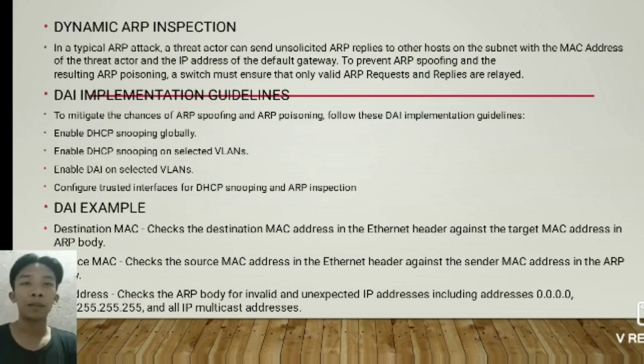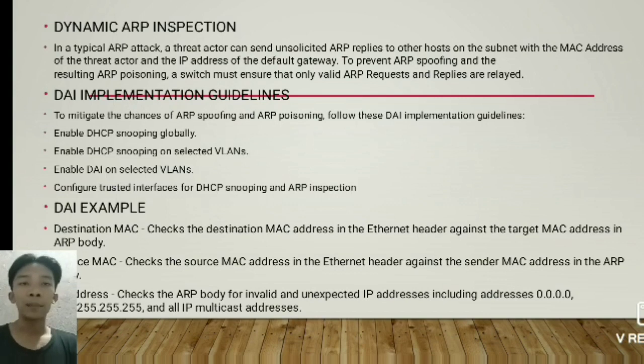Dynamic ARP inspection. In a typical ARP attack, a threat actor can send unsolicited ARP replies to the hosts on the subnet with the MAC address of the threat actor and the IP address of the default gateway. To prevent ARP spoofing and the resulting ARP poisoning, a switch will ensure that only valid ARP requests and replies are relayed.